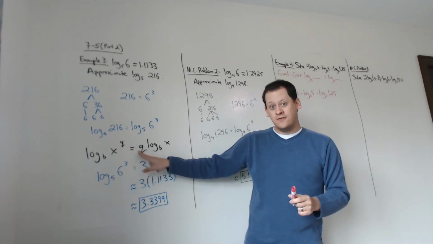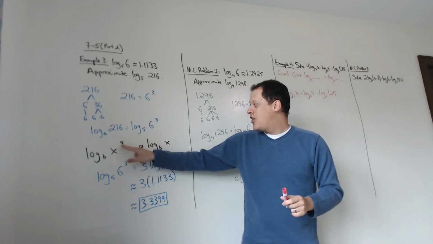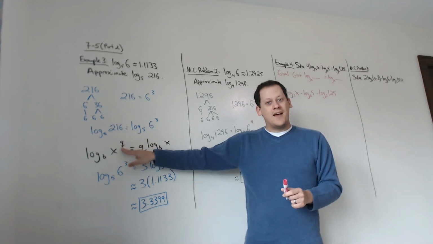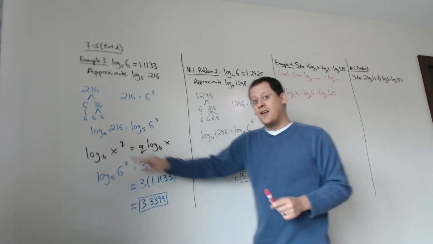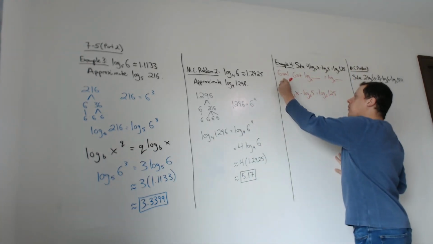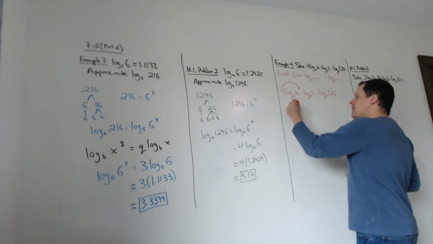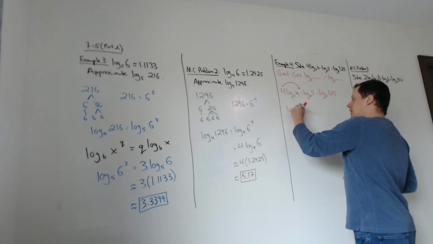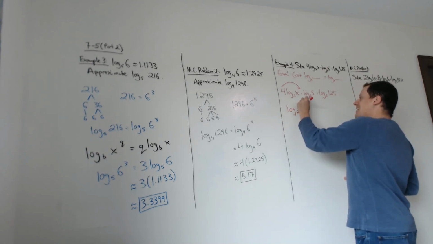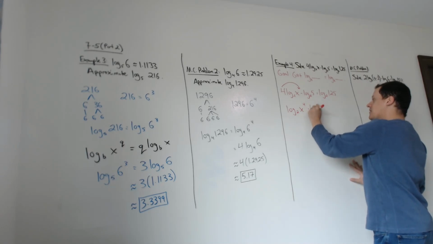What this is saying is if you've got something out front of the log, you could put it back up in the exponent. So we can take this 4 log base 2 of x and move this 4 right into the exponent here. So we can make this log base 2 of x to the 4th power and keep everything else the same.